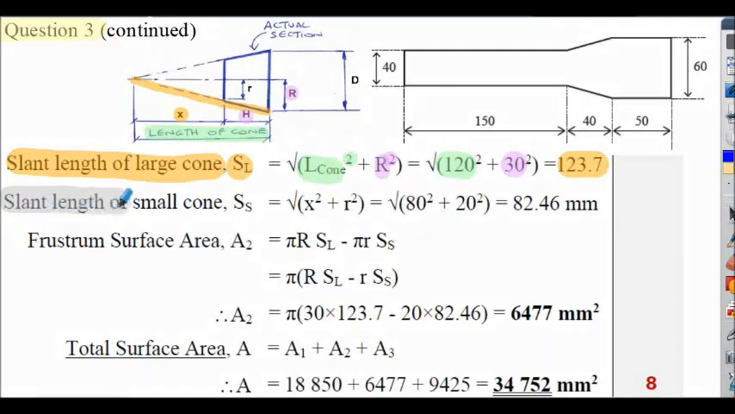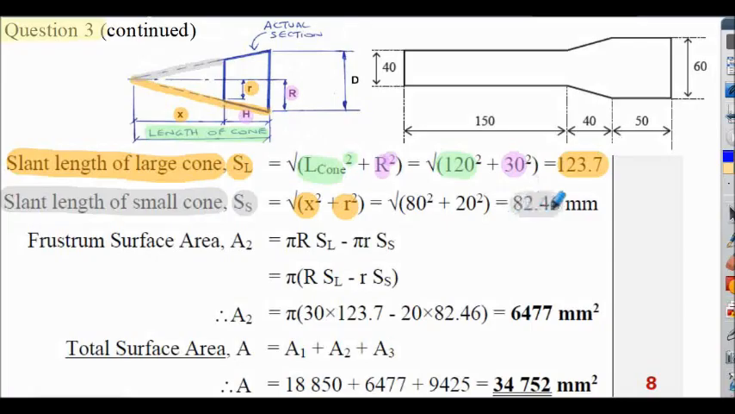Now we calculate the slant length of the small cone, SS, so I've labelled it here, and that's essentially this length of the cone. So again, using Pythagoras' theorem, SS is the square root of x squared plus r squared.